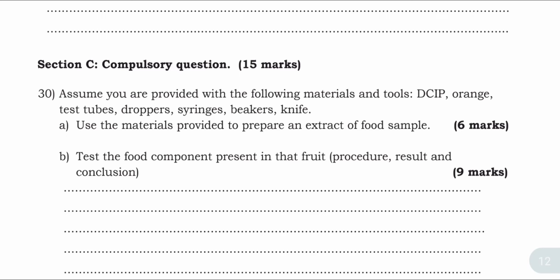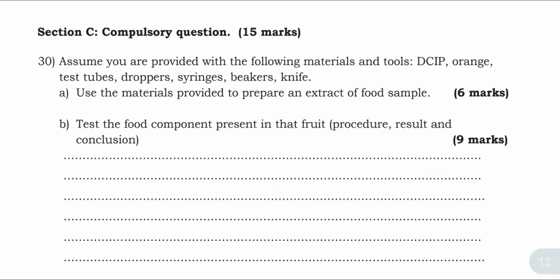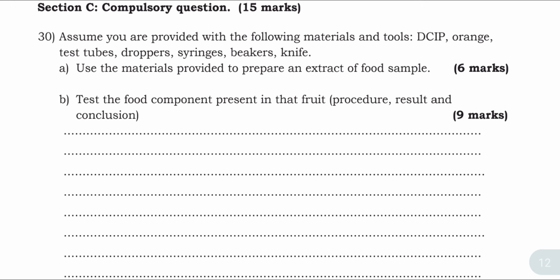Question section C, compulsory question. Assume you are provided with the following materials: test tubes, droppers, syringes, beakers, and a knife. A. Use the materials provided to prepare an extract of a food sample. Test the food component present in the fluid. Give the procedure, result, and conclusion.